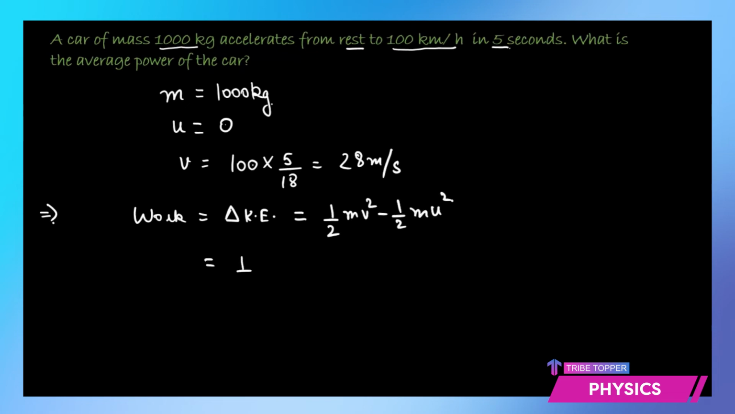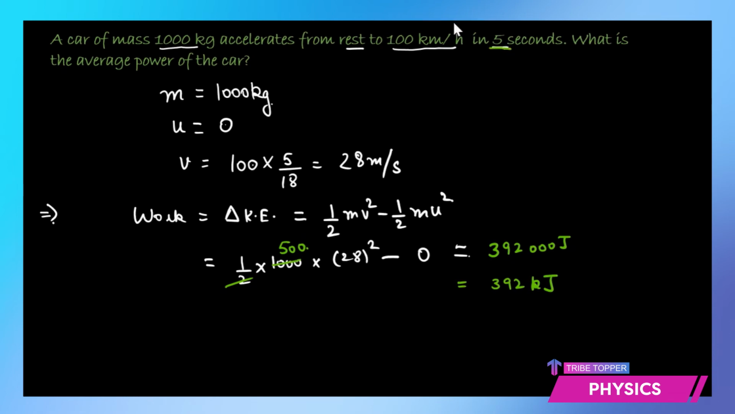That gives me half times m is 1000 times v square, 28 square, minus 0, because my initial velocity was 0. So the gain in kinetic energy is simply half mv square. And solving this is 500 times 28 square, which is 392,000 joules, or you can write it as 392 kilojoules, because whenever you have this 1000, preferably write it as kilojoules.